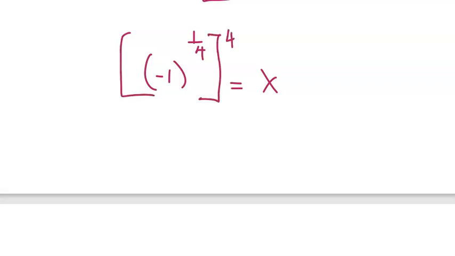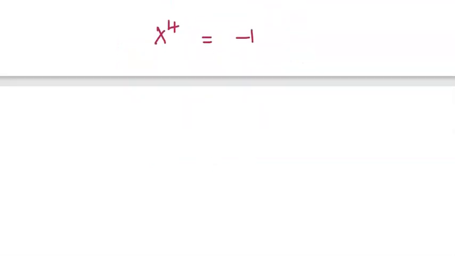For my second method, we're going to call negative 1 to the power of 1 over 4 x, right? And when we raise both sides to the power of 4, we can see that this will cancel this. From the right hand side, we have x raised to the power of 4 equal to negative 1 from the left hand side. Take the negative 1 to the left hand side, that will become x raised to the power of 4 plus 1, and this is equal to 0, right?